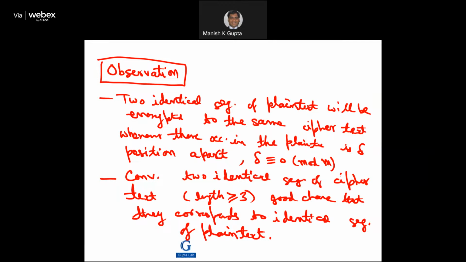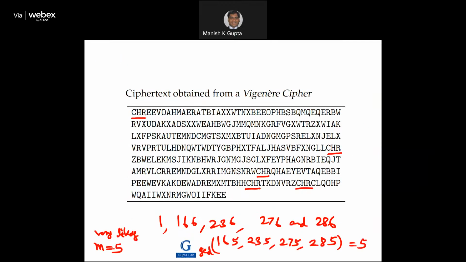Conversely, two identical segments of cipher text, if length more than 3, there is a good chance that they correspond to the identical sequence of plain text. This is again an observation. For example, here you see CHR is occurring at certain distances, so we need to count the distance between the different CHR positions. That's what we are doing here. Actually, if you see here, this position is 1.